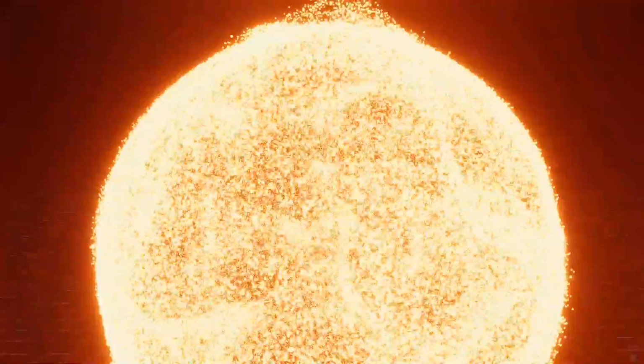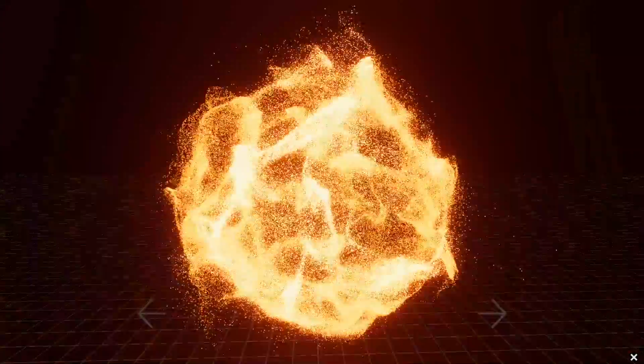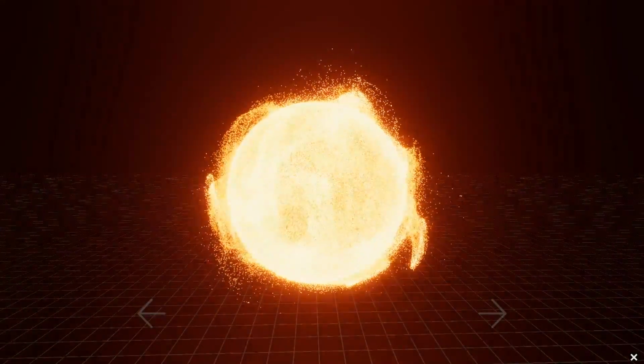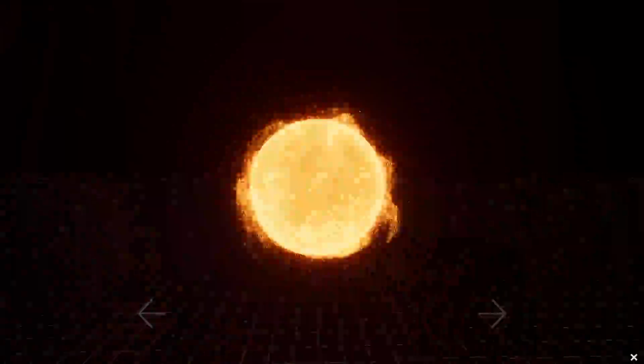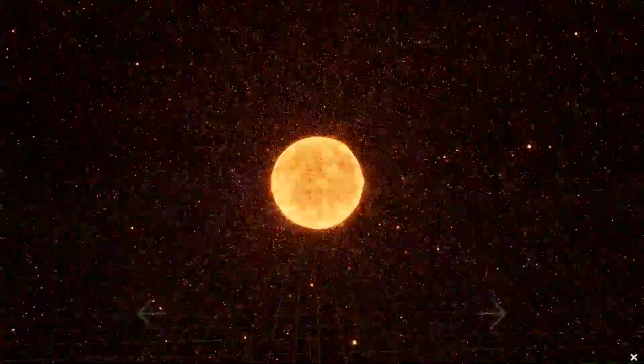This here is my favorite, as it makes me feel close to the sun. And when we zoom out, you can see the beautiful turbulence at play. Perhaps this was how the universe started.